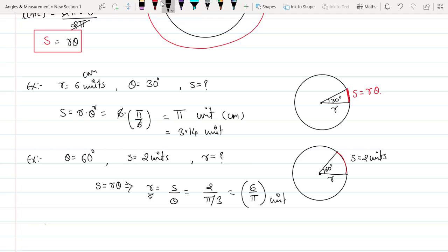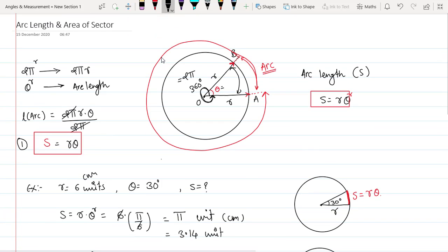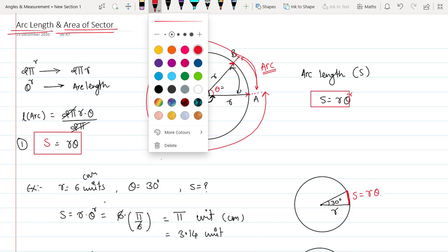Okay, so this is the first part of today's lesson, that is the arc length. Now let's see what is the area of a sector. It's very very simple, don't worry. Area of sector. What do you mean by sector?